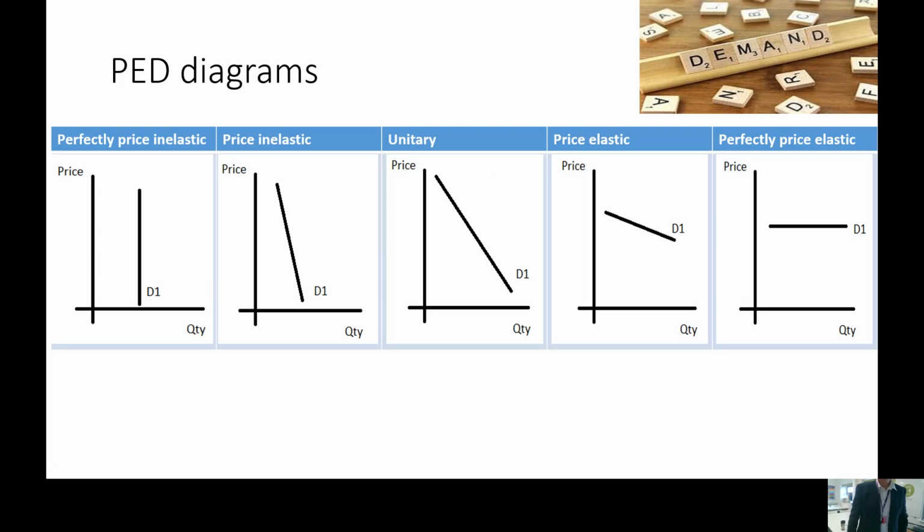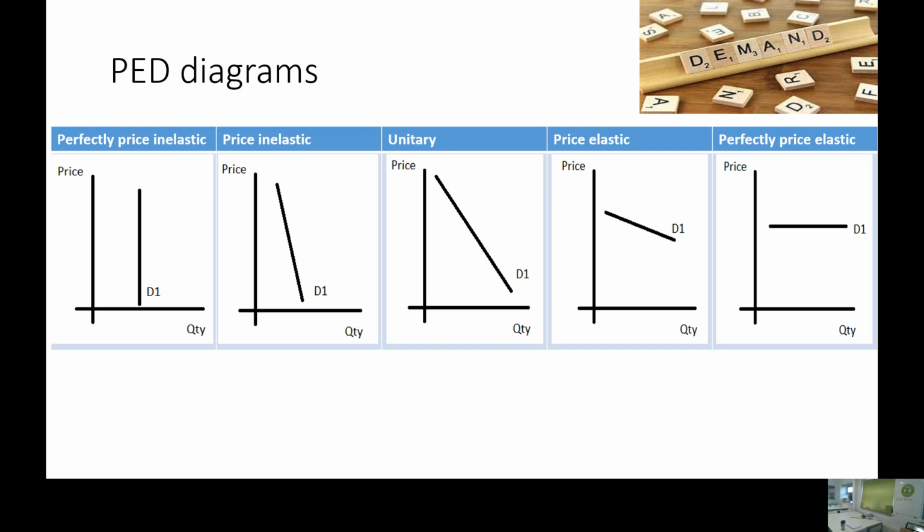Right. We can show these scenarios in diagrams as well. So again, we've got these 5 different scenarios ranging from perfectly price inelastic demand all the way to perfectly price elastic demand. Now, when you look at the first one, perfectly price inelastic demand, what we're showing here is that any increase in price will have no impact on demand whatsoever. Demand is completely unresponsive to changes in price.